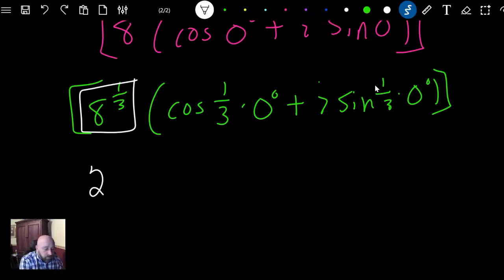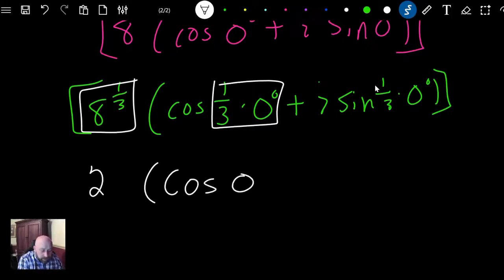And then we're going to do this one, and what happens here? Well, what happens here is we get 1/3 times 0. What is 1/3 times 0? 1/3 times 0 is 0. So the cosine of 0, and then that's plus I, and then what is basically 1/3 times 0 again? The sine of 0.